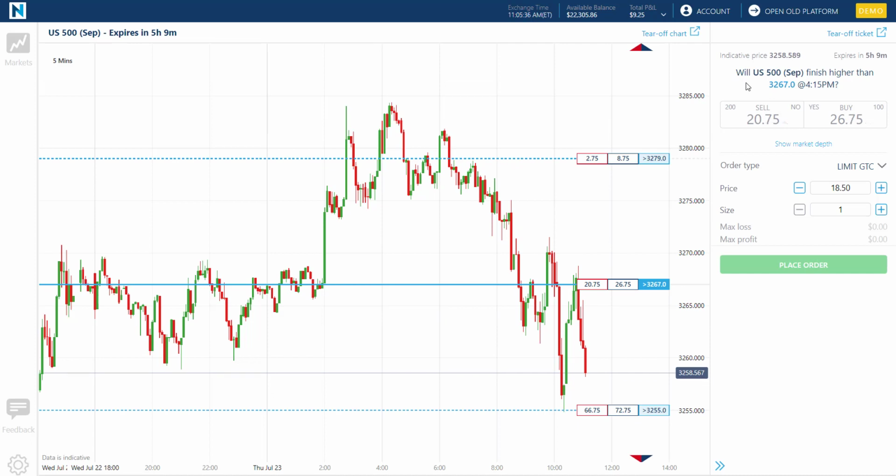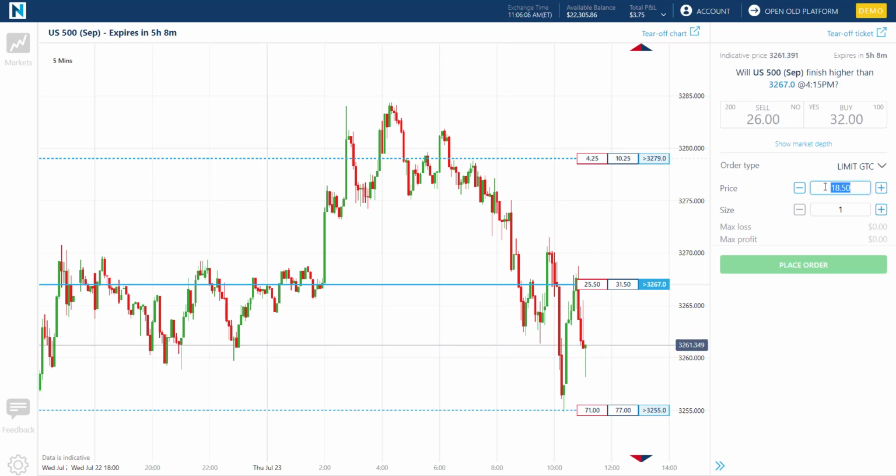On the order ticket, you'll see the specifics for the S&P 500 binary option. This includes the current indicative price of the S&P 500, when the contract expires, and the specific terms of the binary option. The terms of the binary option we've selected are: will the US 500 finish higher than 3267 at 4:15 p.m. Eastern at the end of the day?